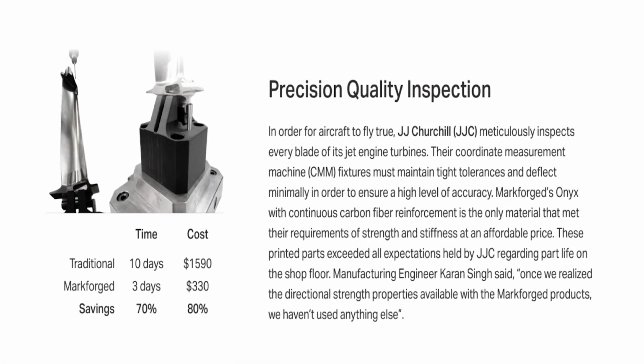So this is an example of CMM fixtures. These inspection fixtures require a lot of time and a lot of cost to machine, because they must be very accurate, they must be repeatable, they must be strong, you don't want deflections. So what this company did, this is a company, J.J. Churchill, where they inspect every blade of the jet engine turbines. So the CMM fixtures must maintain really high tolerances because it's for aerospace.